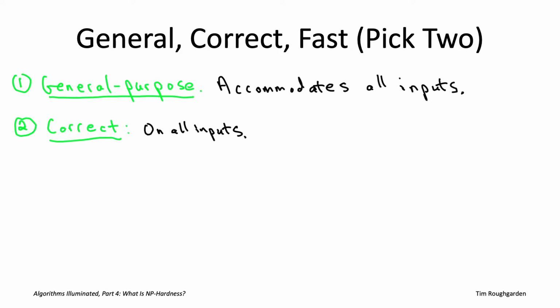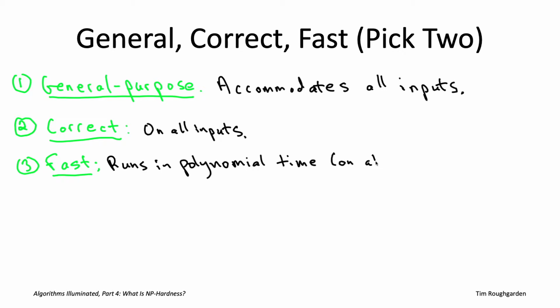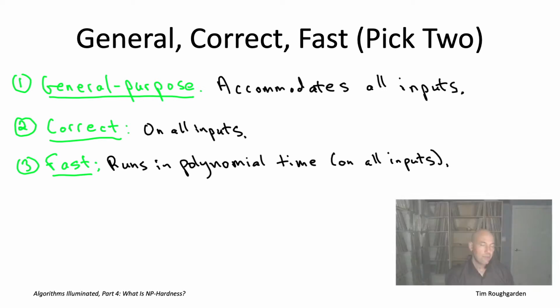You can compromise on generality, give up on being general purpose and handle only a special subset of all of the possible instances. You can compromise on correctness and actually not solve the problem correctly, at least on some of the inputs. Or you can compromise on speed and run in super polynomial time, at least on some of the possible inputs. For the rest of this video, we're going to elaborate on all 3 of these algorithmic strategies. All of them are quite common and useful in practice.